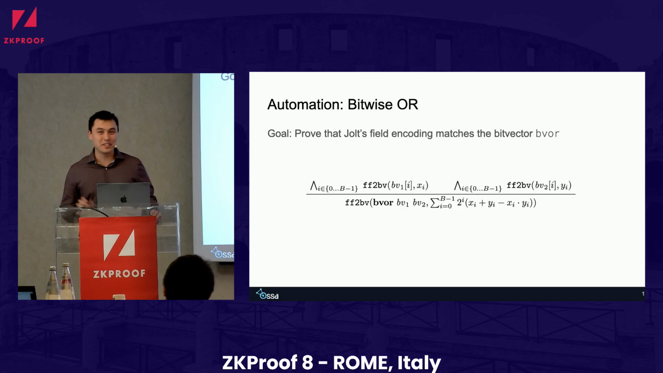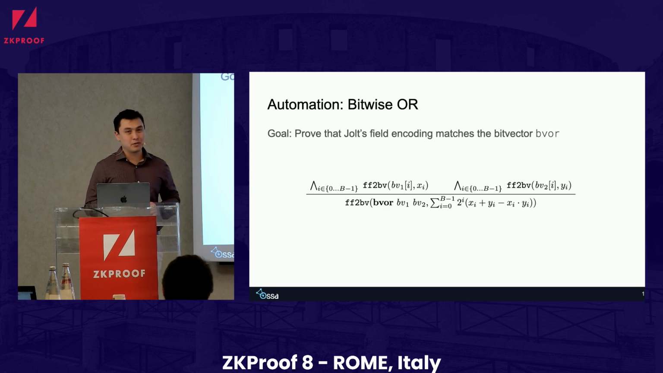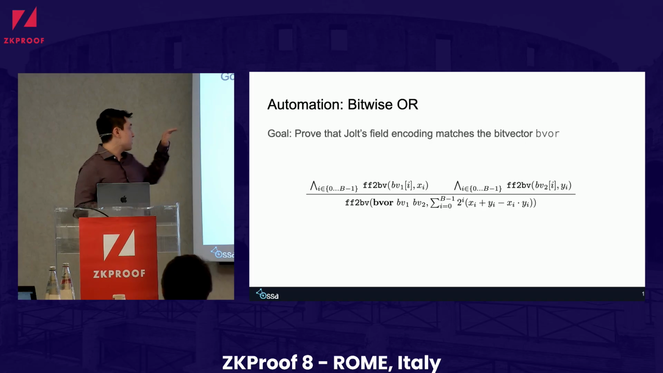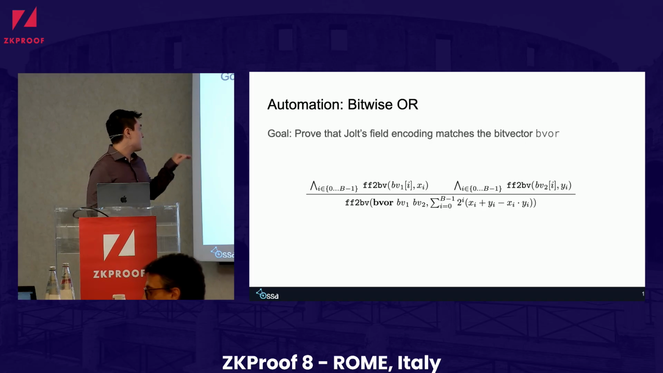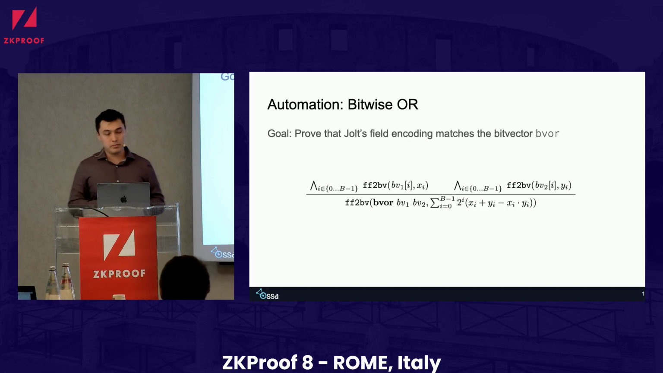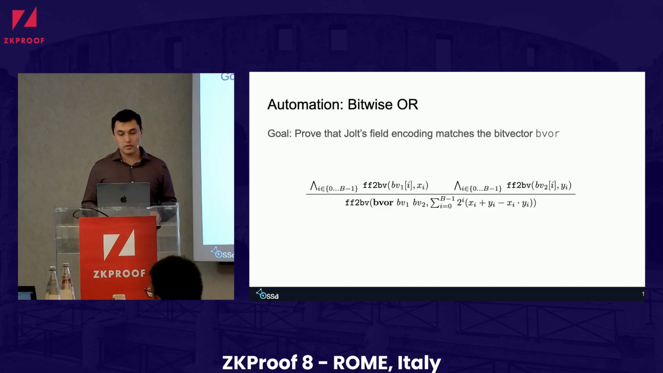Our goal here is to prove that when you represent it, the finite field math actually represents the bitwise OR operation. Here you can see we have preconditions at the top that each of the bits of x_i correspond to bit vector 1, and all the bits of y correspond to bit vector 2. Then our postcondition, or our goal, is that the bitwise OR of BV1 and BV2 is equivalent to the field arithmetic of that MLE expression I just showed.